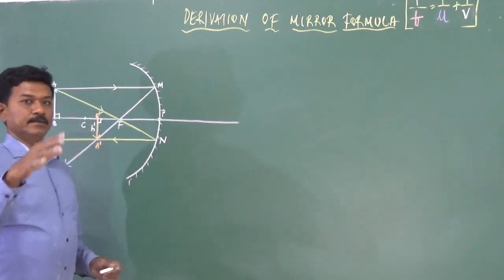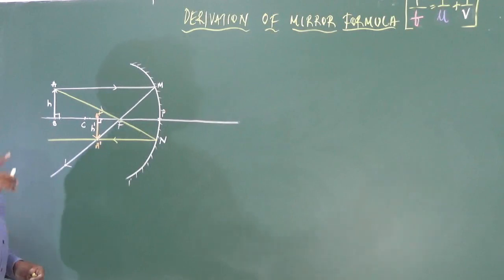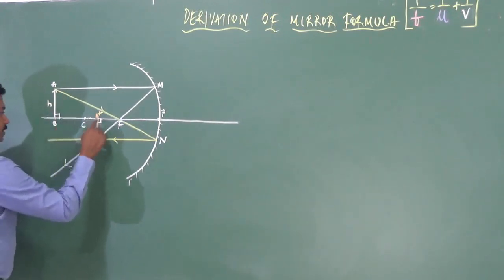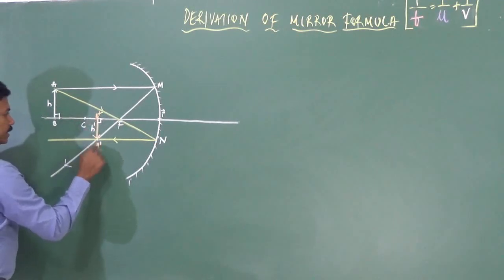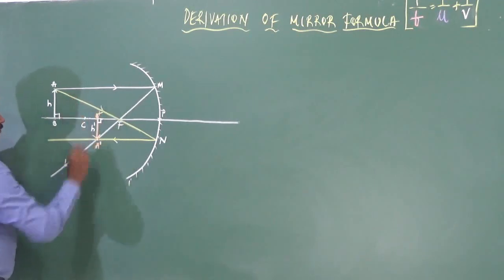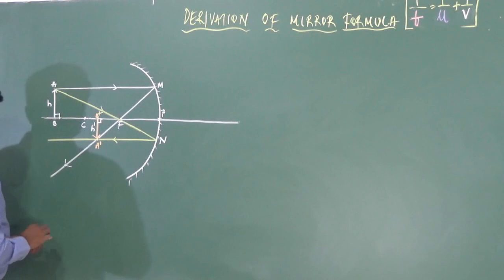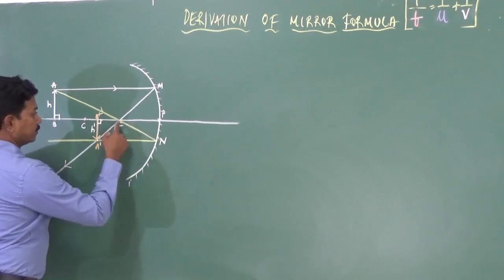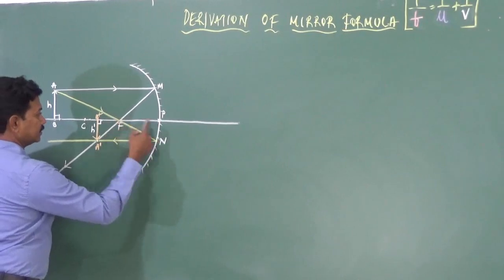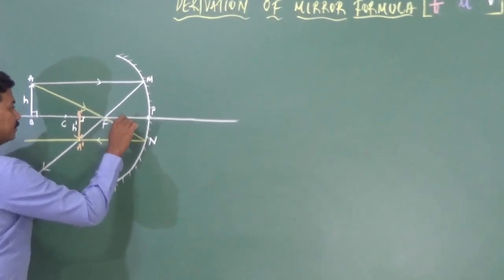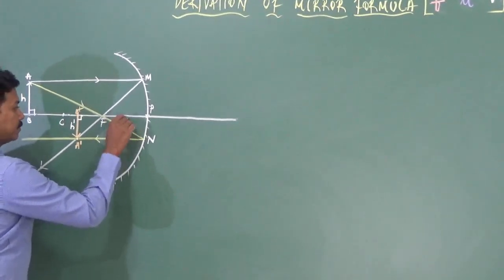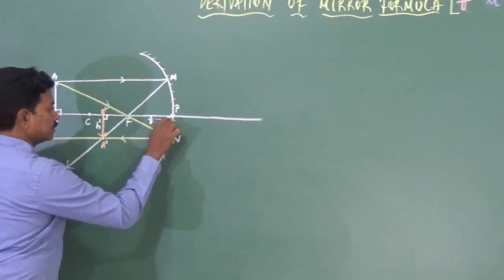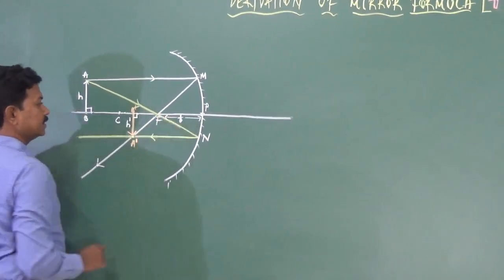Right? I hope the clearance is very good and you can easily see. So this is h and this is h dash. This is A dash and this is B dash. Don't get confused. Now from here, from the pole of the mirror to the principal focus, this distance is represented by f, that is the focal length. So this is the focal length, that is f.